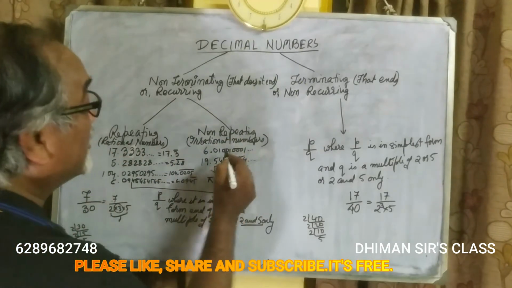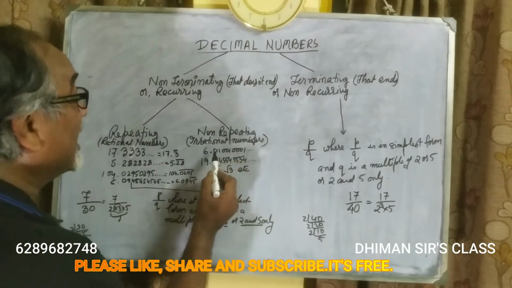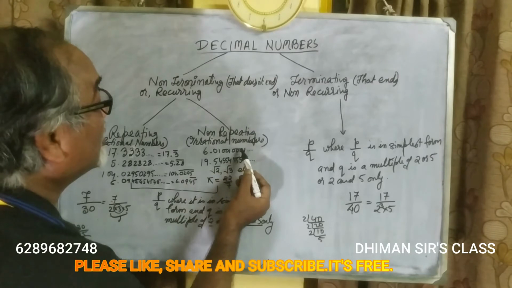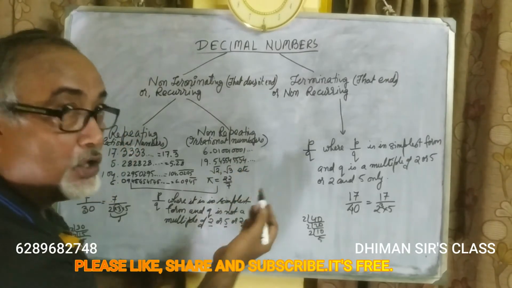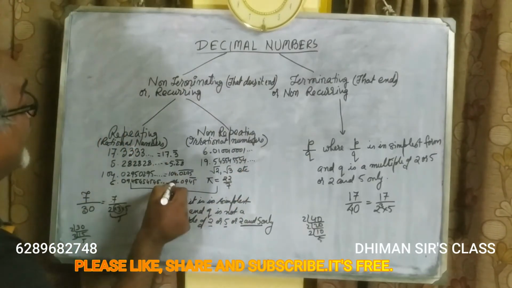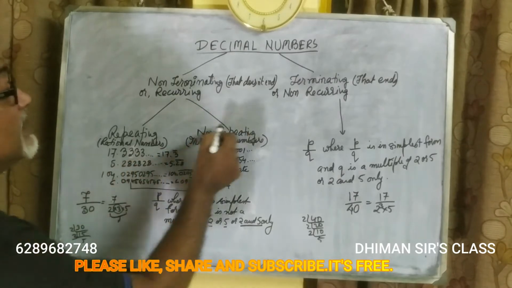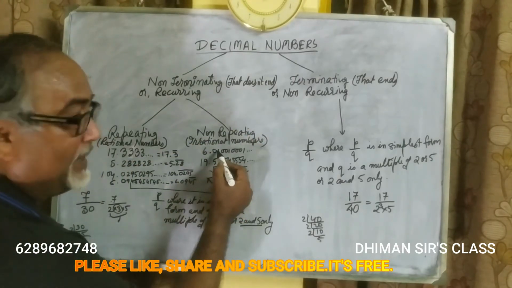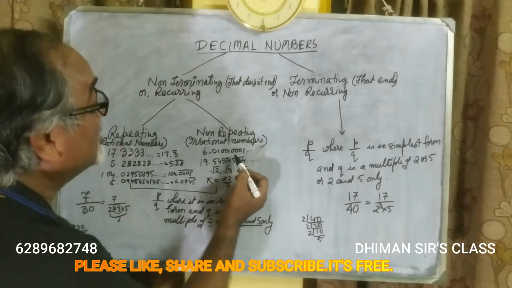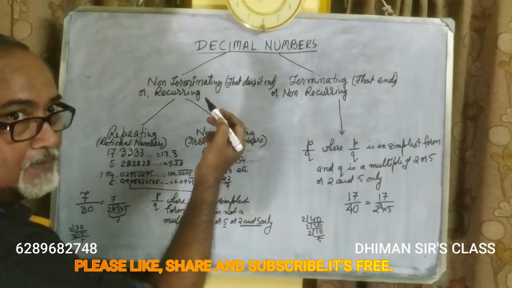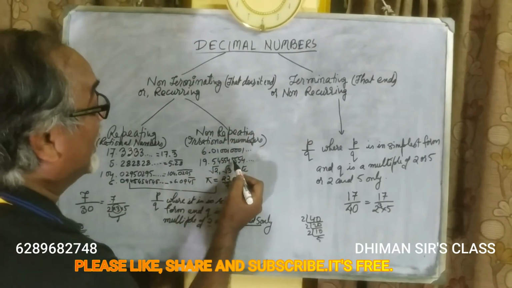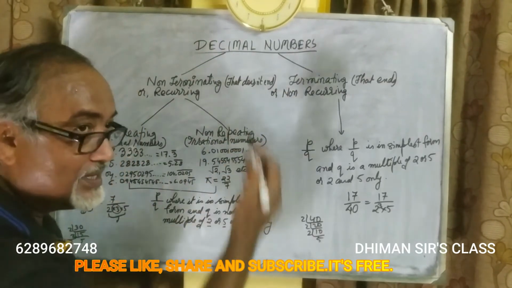See, here you cannot put a bar on them. Can you put a bar? 6.010010001. Where will you put the bar? You cannot put the bar. Here in rational numbers we can put the bar, but here we cannot. They are not repeating. 01 is one pair, then 001, increasing a 0, again 0001. So like this it will go, 54, 554, 5554, the 5s are increasing.